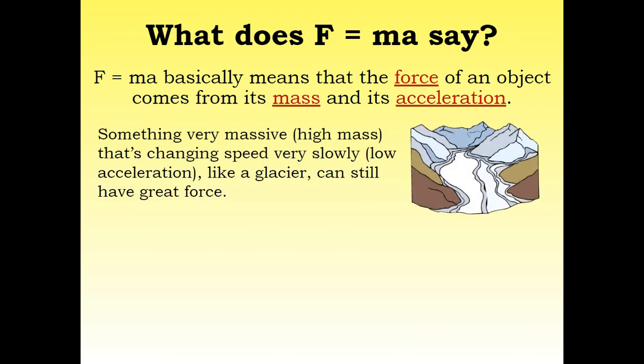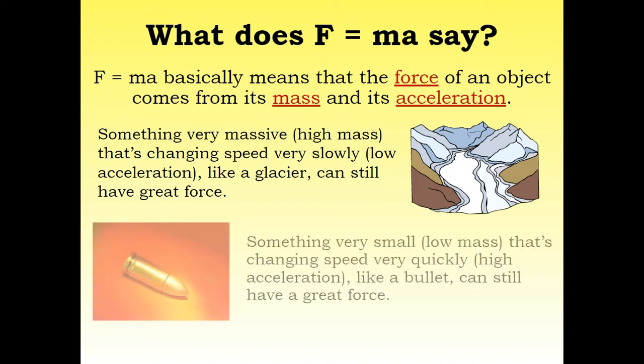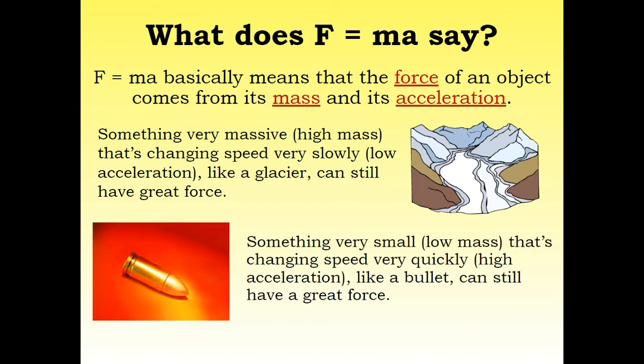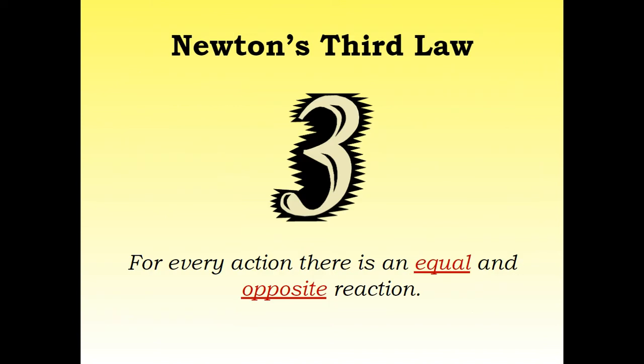So this means that something very massive, a high mass, that's changing speed very slowly with a low acceleration, like a glacier, can still have a really great force. And something that's very small with a low mass that's changing speed very quickly, a high acceleration, like a bullet, can still have a great force. So even though an object might be very large and moving very slowly, it can still have a very large force. And even though an object is very small, as long as it's moving very quickly, with a high acceleration, it can still also have a great force.